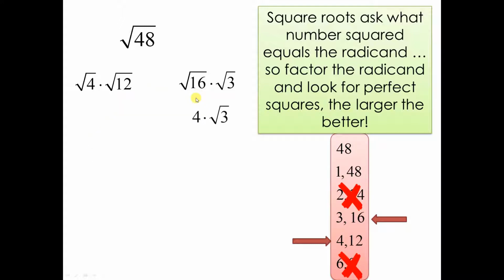So let's take a look. 16, the square root of that is 4. So 4 times the square root of 3, we're done. 3 is a prime number, cannot be simplified. We are finished.